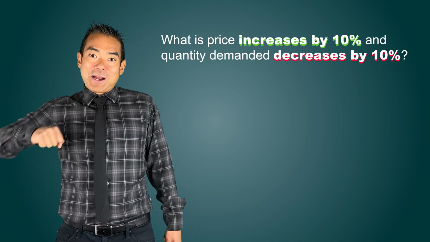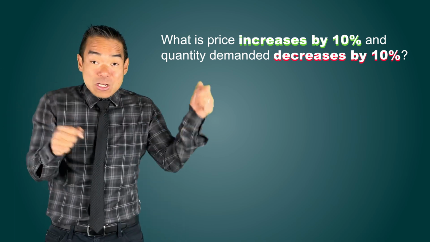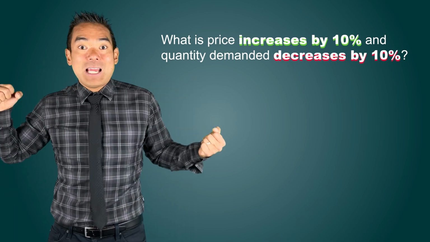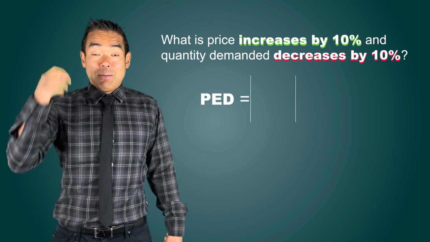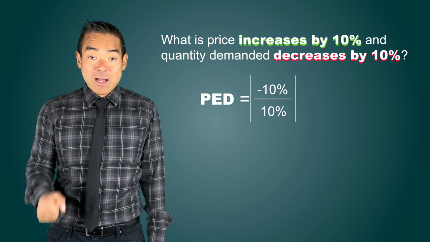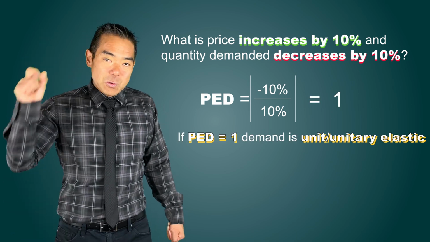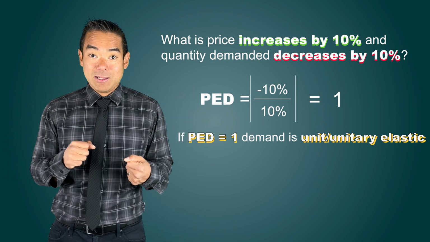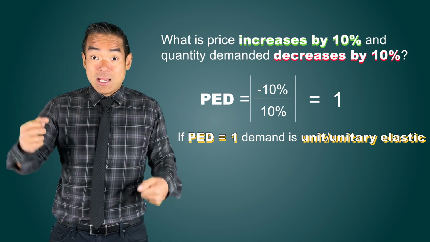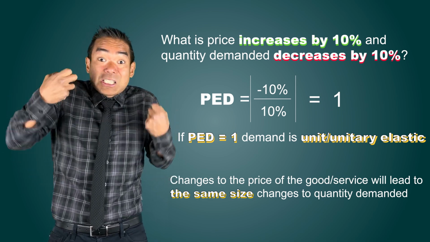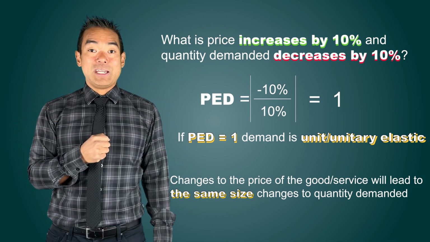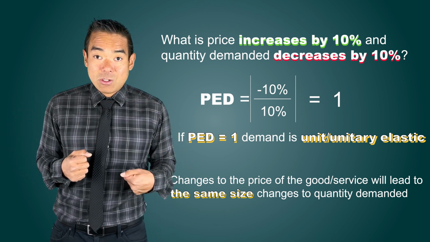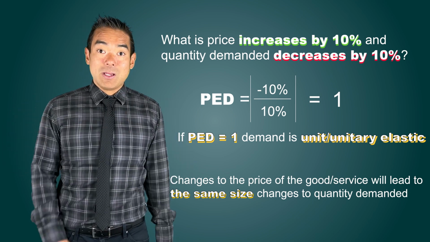Okay, we have three other relatively unique cases that are marginally interesting and you may be tested on. What if the price of a product increases by 10% and quantity demanded decreases by exactly 10%? Well, our PED calculation would be minus 10% divided by 10%. Take the absolute value, you would get 1. When PED equals 1, we say that demand for the good is unit elastic or unitary elastic. Unitary elasticity of demand suggests that an increase in price will lead to an exact same percentage size decrease in quantity demanded, or a decrease in price will result in quantity demanded increasing by the same percentage.